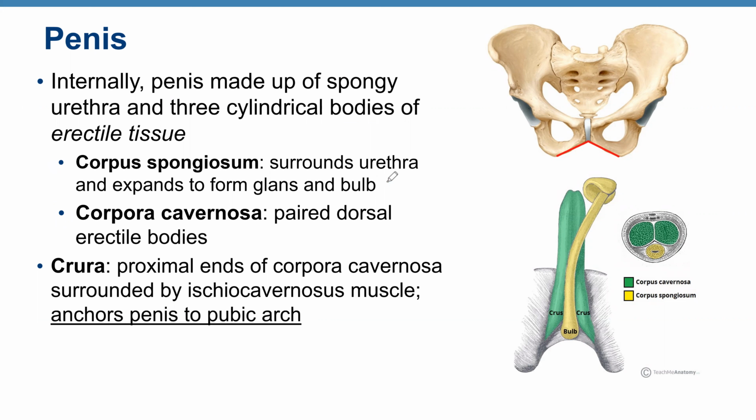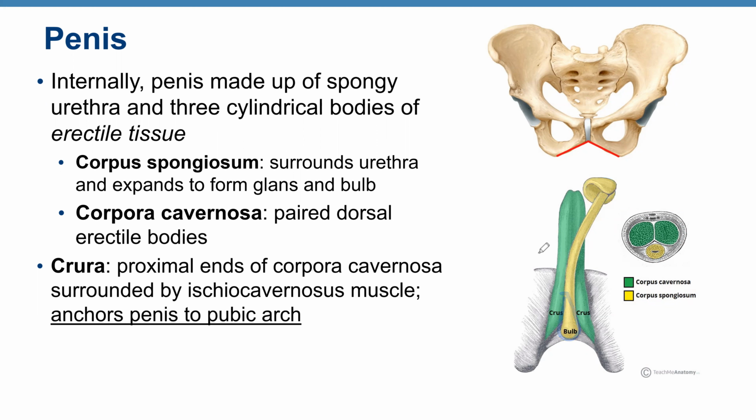So if you see here, they break this penis into 3 parts. That's a cross section. You see a yellow part shown here in yellow and 2 green parts. Now this yellow part is our corpus spongiosum. So here's our corpus spongiosum that expands into the glans and a bulb.